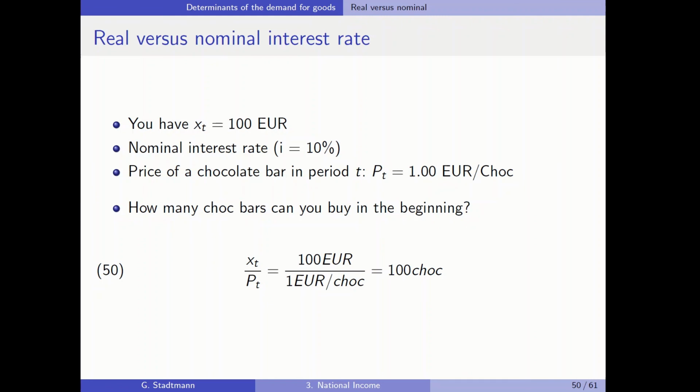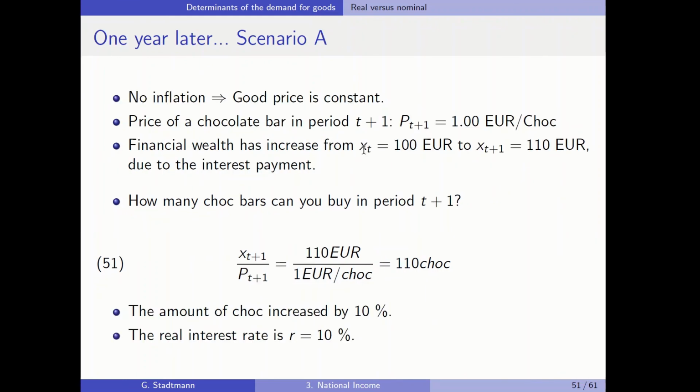The big question is, how many chocolate bars can you afford in the beginning? When you divide the 100 euros by the price of a chocolate bar, it is obvious that you can afford 100 bars of chocolate. 1 year later, let's do a scenario analysis. In scenario A, there is no inflation and the good price is constant. The price of a chocolate bar in period t plus 1 is equal to 1 euro per bar of chocolate.